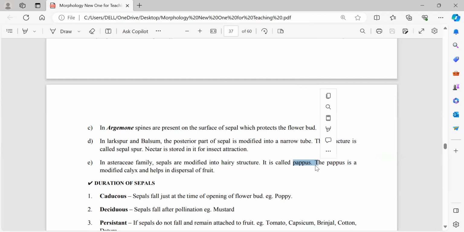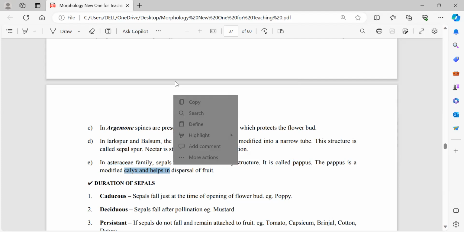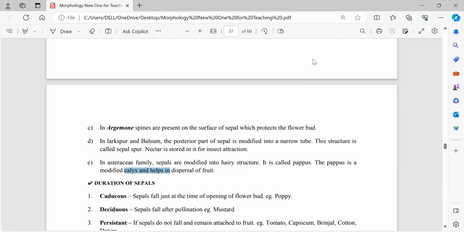It is called a pappus, and pappus are found in some members of family Asteraceae. Then what is pappus? Pappus is a modified calyx. And what is its role? Its role is in dispersal of fruit. जब हम dispersal of fruit as separate topic पढ़ेंगे, there we will learn about how there are several agents that help in the dispersal of fruits.